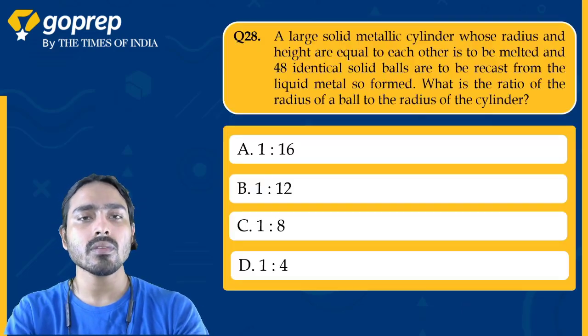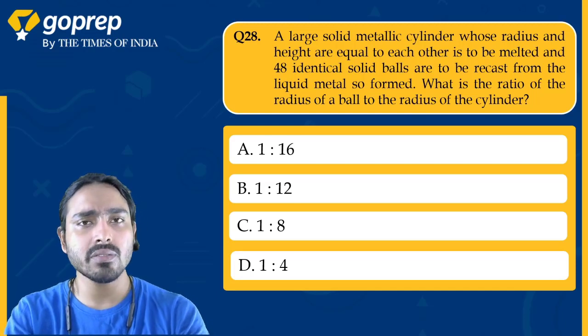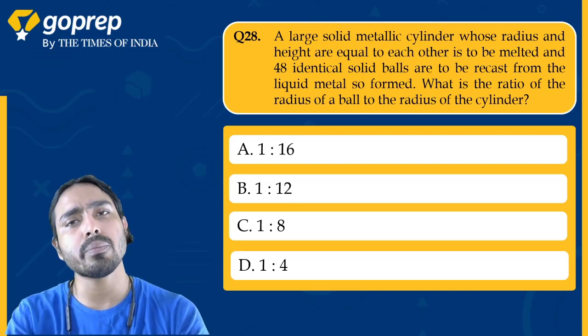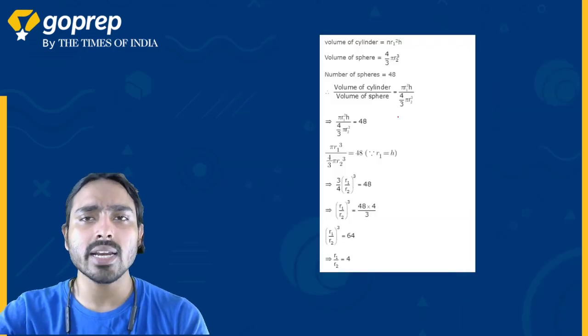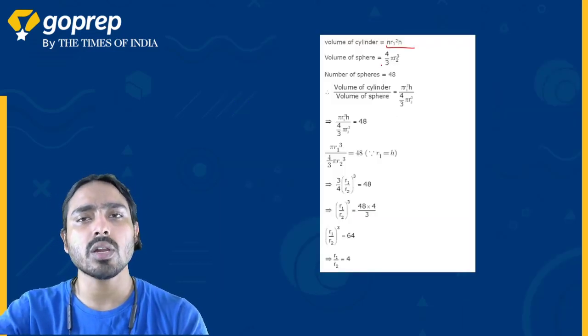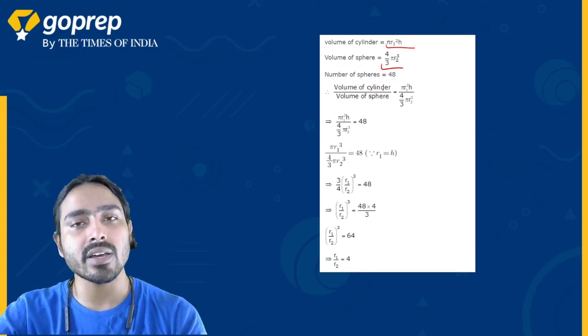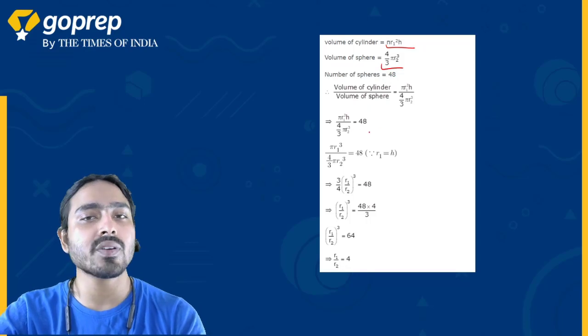Okay. Now look at this question. This is again a very simple question. You just have to compare the two volumes. Just look at this: the volume of the cylinder is pi r square h, and the volume of a sphere is 4 by 3 pi r cube. And it is said that it is converted into 48 spheres. So the ratio of the volumes must be equal to 48.